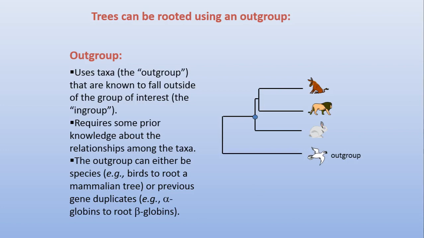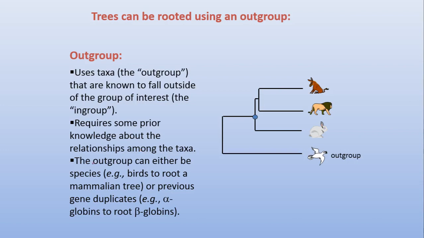So for this out group, we use some taxa that we term as out group, and these are known to fall outside the group of interest for which you are supposed to draw the evolutionary tree. We call the group of interest the in group. In this way, some prior knowledge about the relationship among the taxa is required. It is essential that you have some basic background on how these taxa are related to each other.